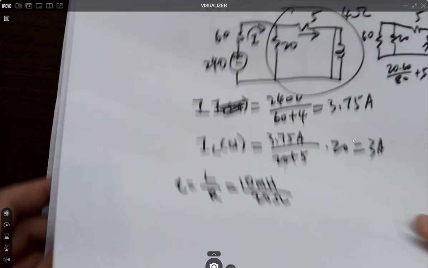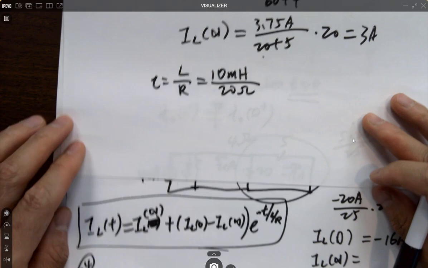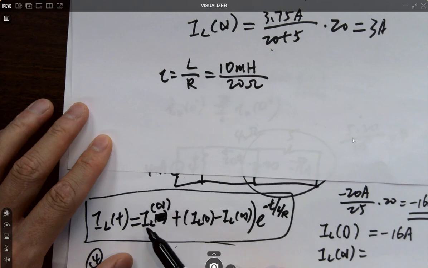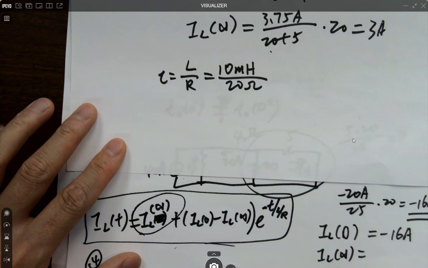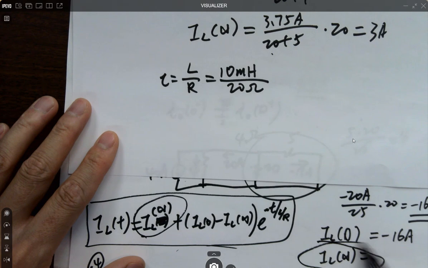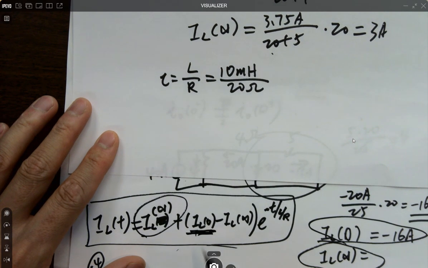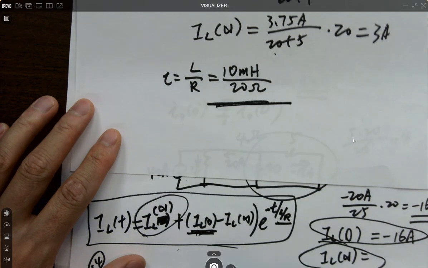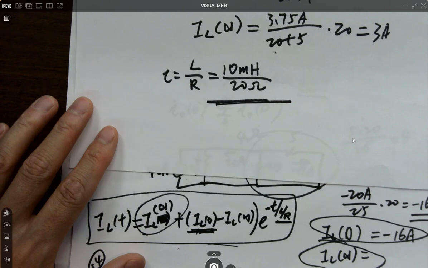And now we have everything. See, we have everything for this equation. Just plug in. Do we know this? Yes. Or no? Do we know this? Yes, I calculated it for you. Do we know this? Yes, here. Plug in, okay? You should be able to find the answer.